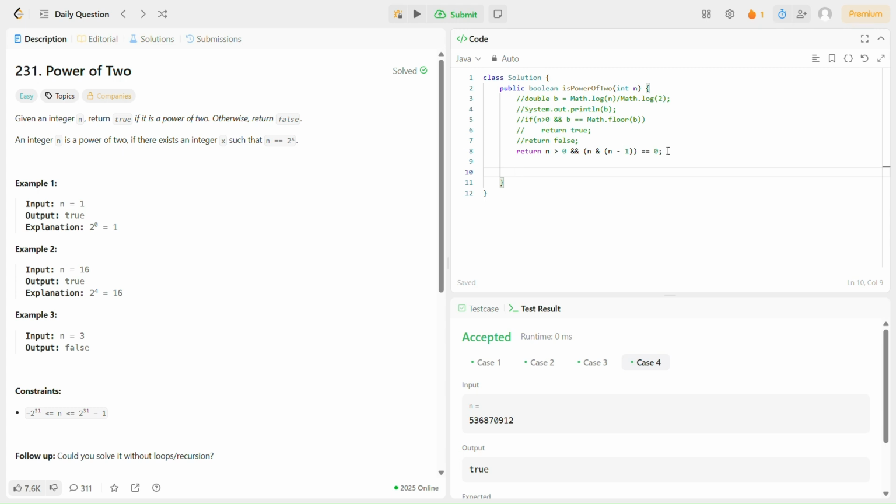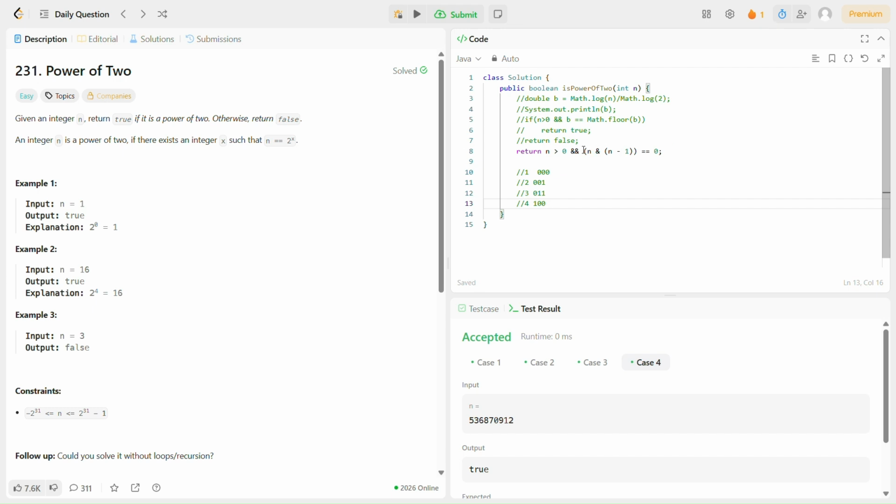numbers in binary. So in case of any number which is a power of 2, only one of the digits is 1 and the rest is 0. For example, in case of 1, it is 0, 0, 0. In case of 2, it would be 0, 0, 1. In case of 3, it would be 0, 1, 1. In case of 4, it would be 1, 0, 0.